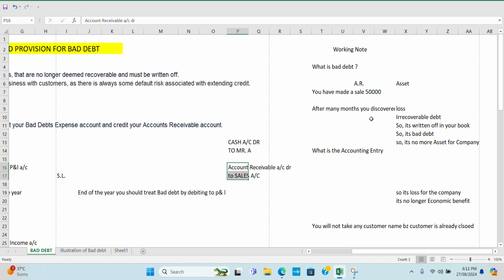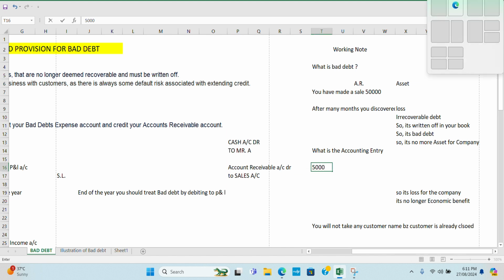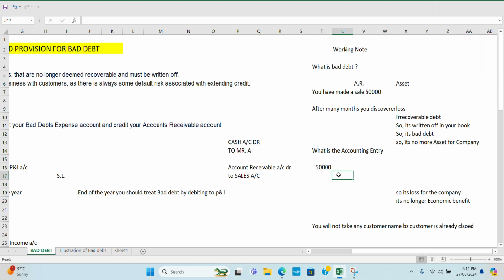After many months, you have discovered that this amount, 50,000, is not recoverable. So it's written off in your books. It is no more recoverable, so this amount is called bad debt. Or if you have received a partial amount of 25,000 in cash, for the remaining 25,000 you have to make a bad debt entry, because that is a bad debt, it's no more an asset for the company.